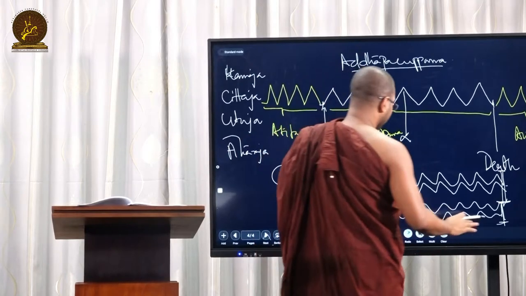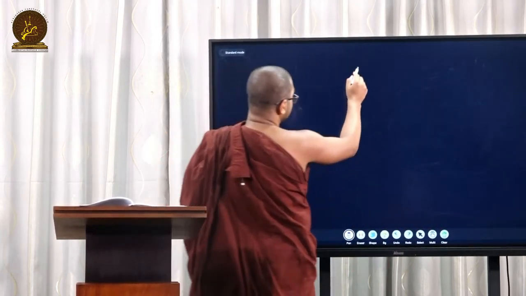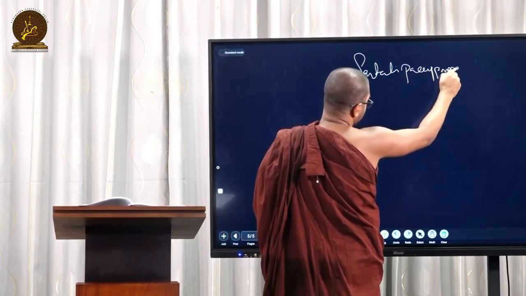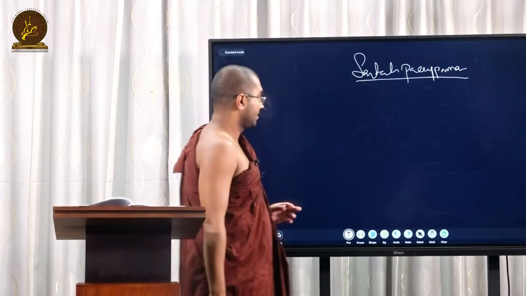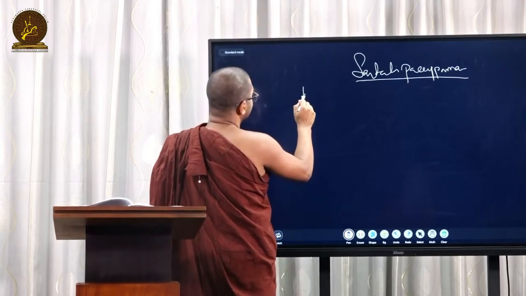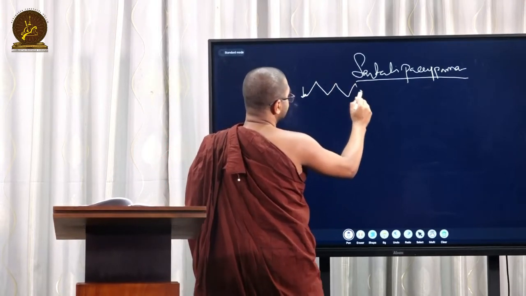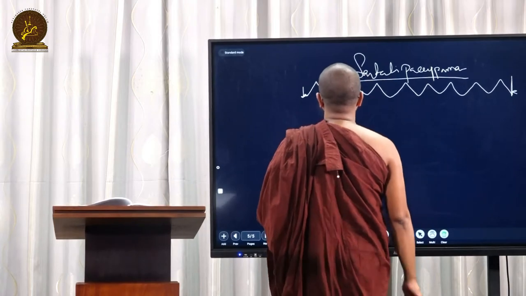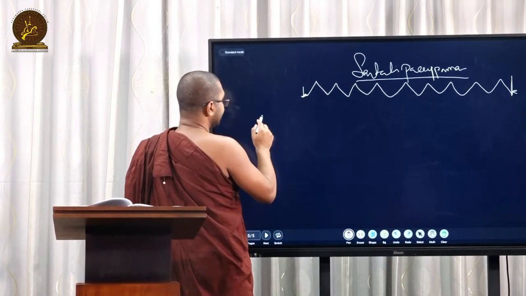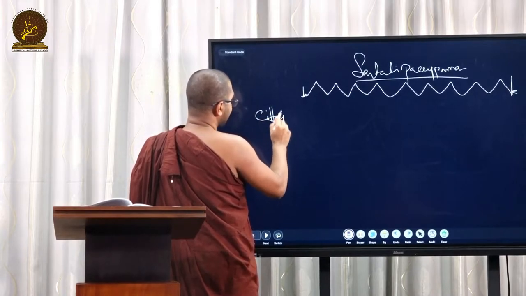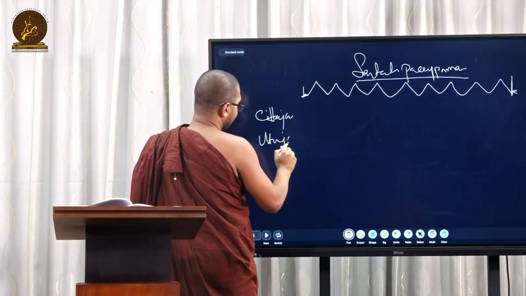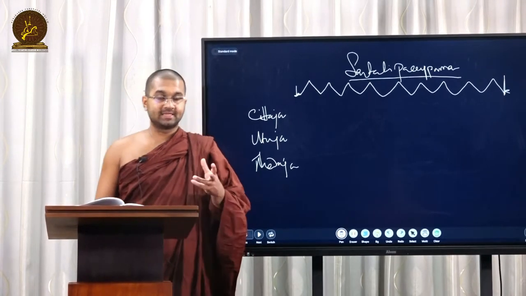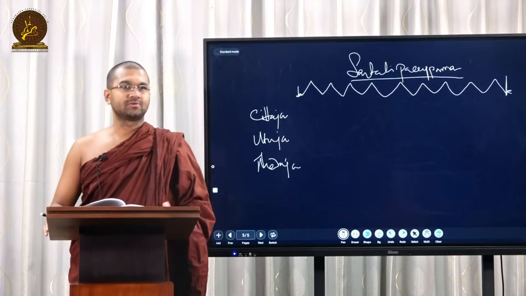Now this was Adda Pachupanna. Santati Pachupanna. Now think, this was the rebirth, and this is the death. In between, regarding chittaja, utuja and aharaja: utuja is the rupas produced by Tejo Dhatu. We get exposed to various Tejo Dhatus.